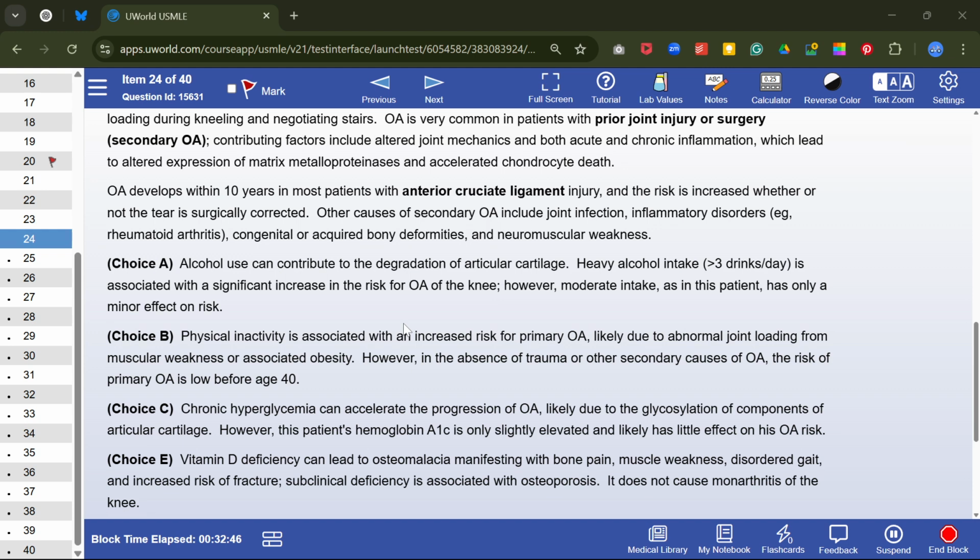Vitamin D deficiency can lead to osteomalacia and manifest with bone pain, muscle weakness, disordered growth, and increased risk of fracture. Subclinical deficiency is associated with osteoporosis. It does not cause monoarthritis of the knee.